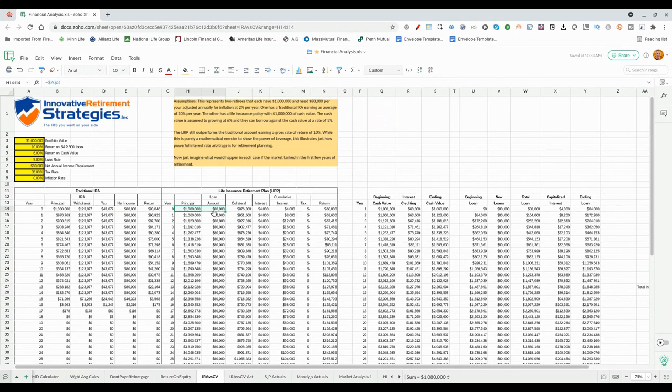So hopefully that's clear. If the policy is growing at 6%, the policy earns $60,000 during that first year. So now, if you look across, I'll highlight that row. $60,000 is the return on the cash value, assuming 6% growth. So we finished up the year with $1,060,000 of cash value.